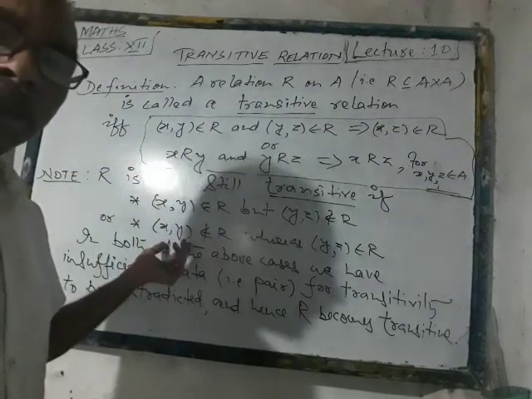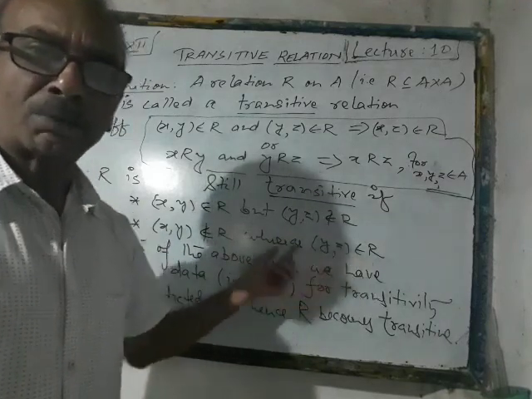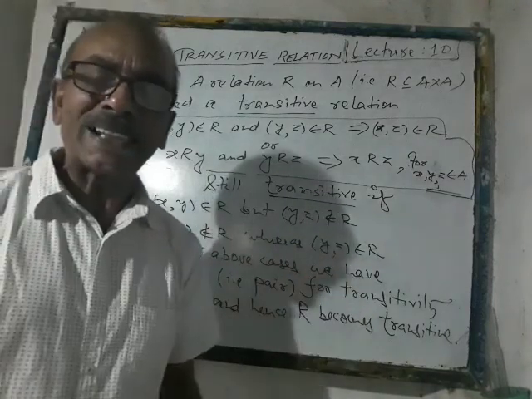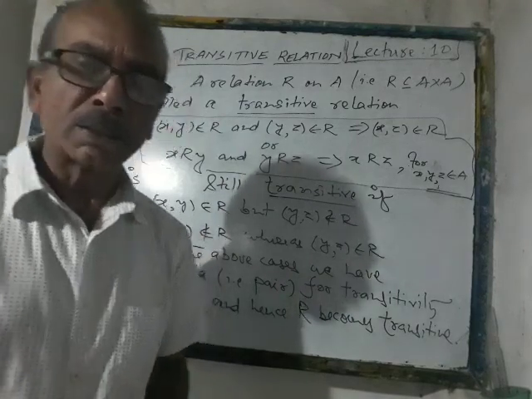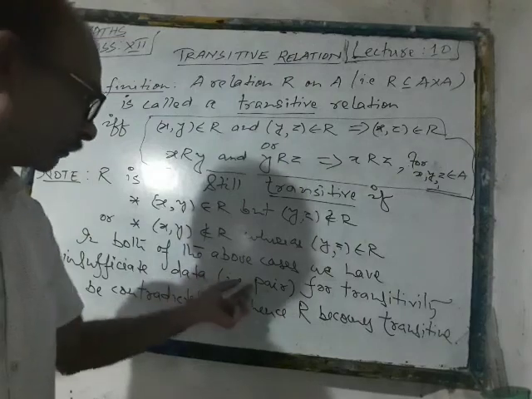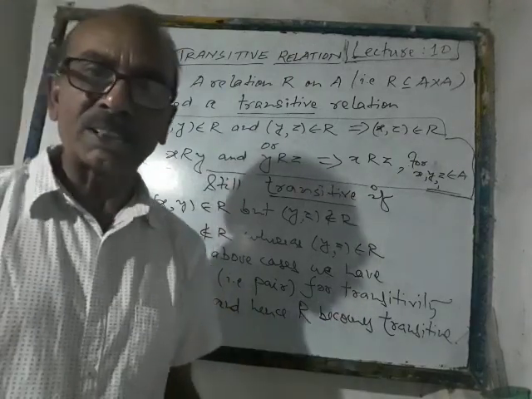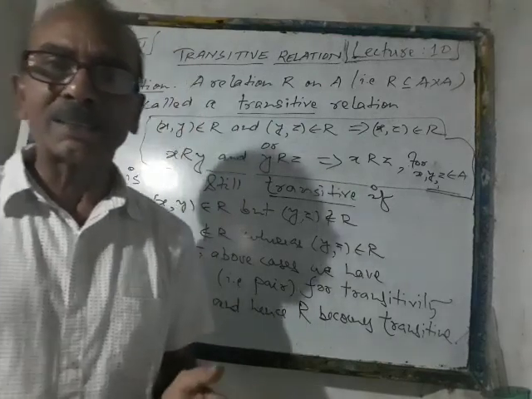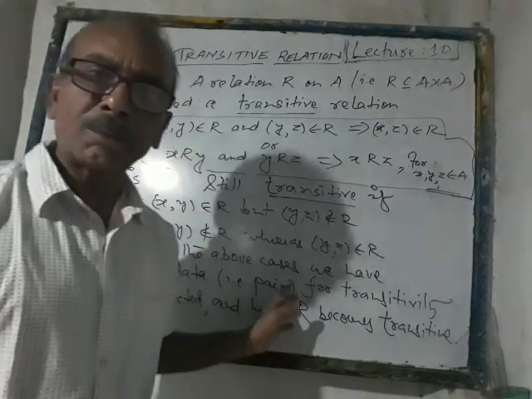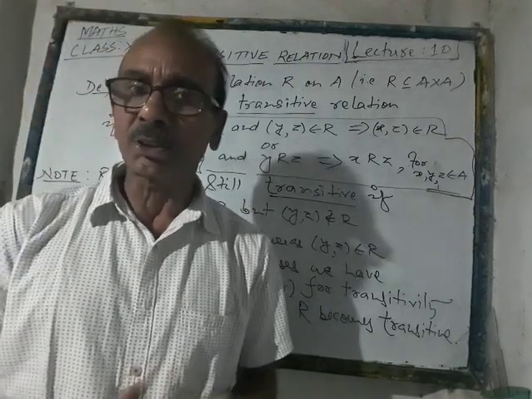Again, if (x, y) is not there, let there be (y, z) in R. No matter, we are not concerned about finding (x, z) in that particular relation. So in these two cases also, you will find that due to insufficient data, we cannot challenge the transitivity, and hence we say that it is a transitive relation. Because in these two cases, transitivity is not contradicted.